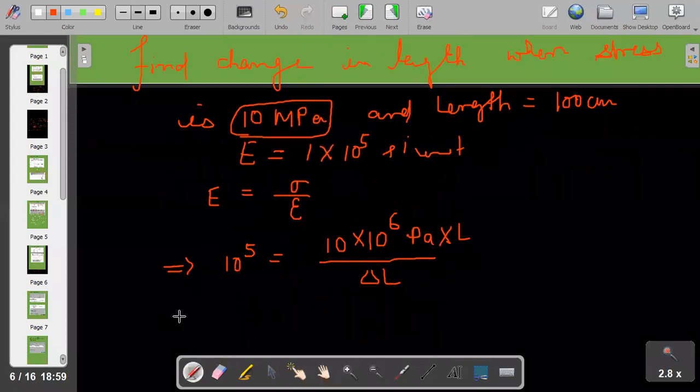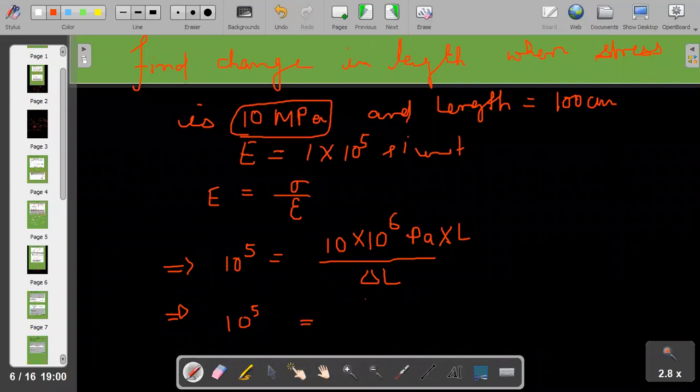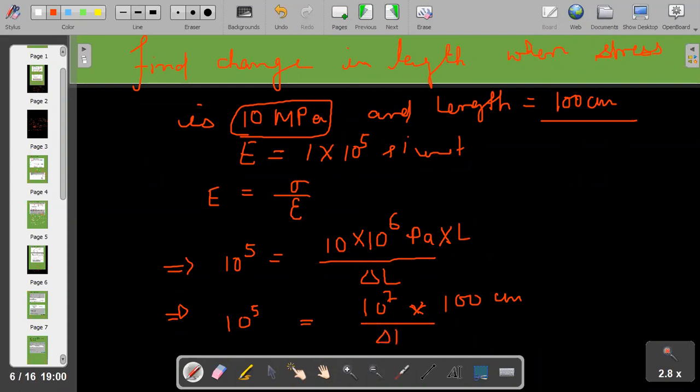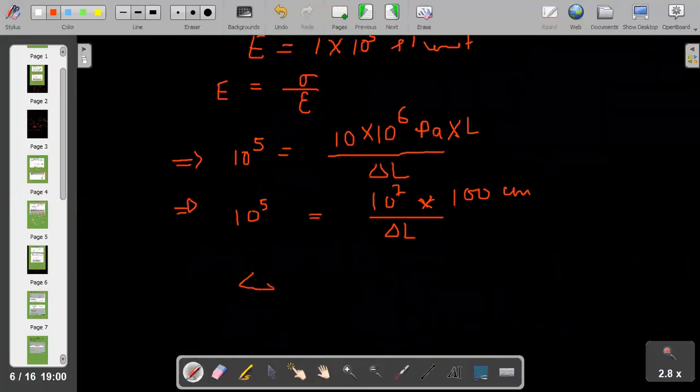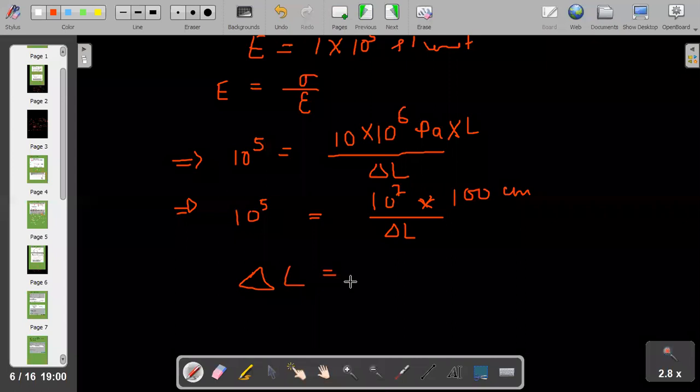Yes sir. 10 to the power 7 into how much given length? 100 centimeter. So keep it in centimeter. Whatever delta L will come will be in centimeter. How much will delta L be? It is coming to 10,000 centimeter.